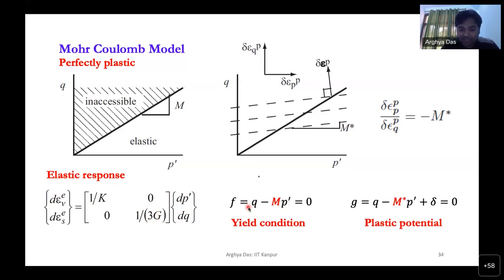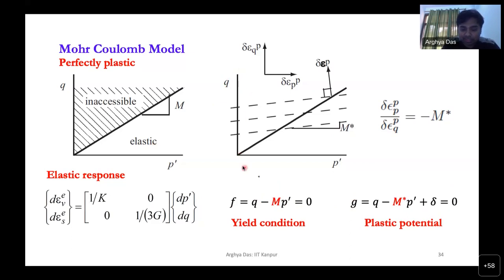We need a yield condition. Here your yield condition is written as q minus Mp, which is exactly the same as tau equals sigma tan phi, what we use in our general undergraduate understanding. The only thing is this M is nothing but a function of the friction angle. Now in this material, we need to have a plastic potential which is slightly different from the yield condition. Why is it? Let us see an example.